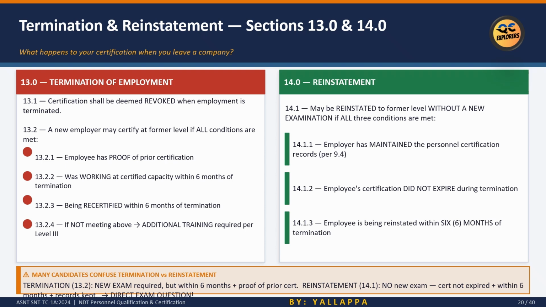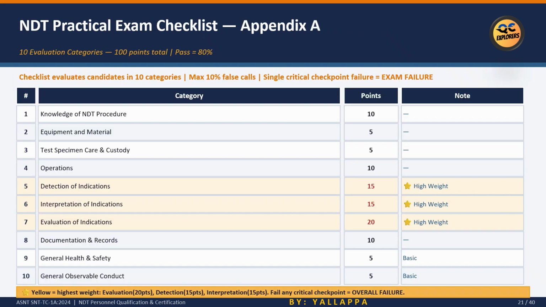This is a direct written examination question. Many candidates confuse termination with reinstatement. Now let us study the practical examination evaluation categories. The practical examination uses a checklist system. The highest weighted categories are detection of indications, interpretation of indications, and evaluation of indications. Evaluation alone carries 20 points.